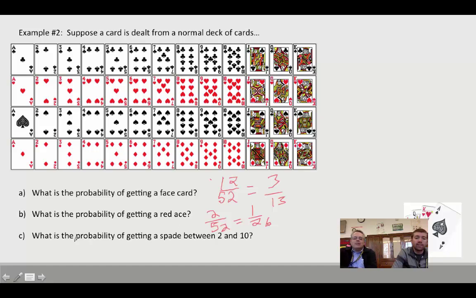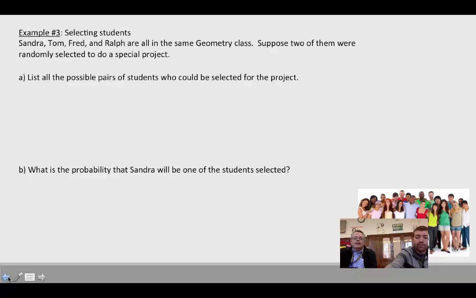And a spade between 2 and 10. You want to circle that event? Yeah, that'd be all these cards. So right here is the event we're talking about. If we get any card in there, we say that event occurred. So the event of getting a spade between 2 and 10 is 9 out of 52. Good. Easy enough.